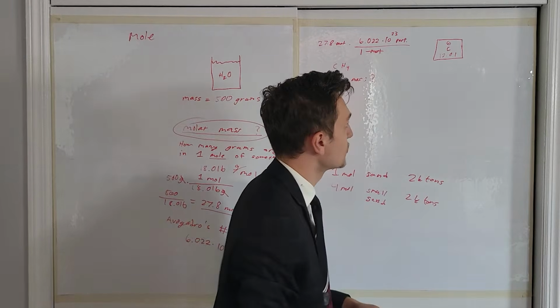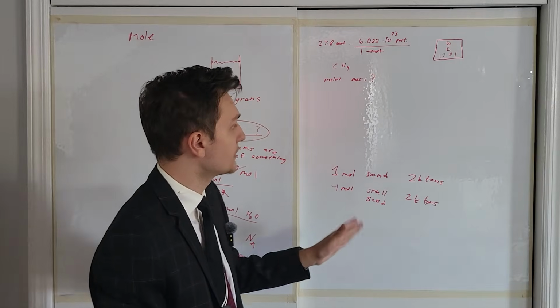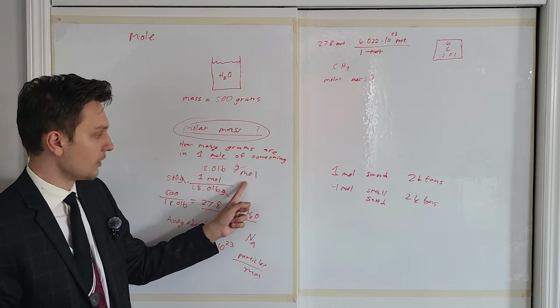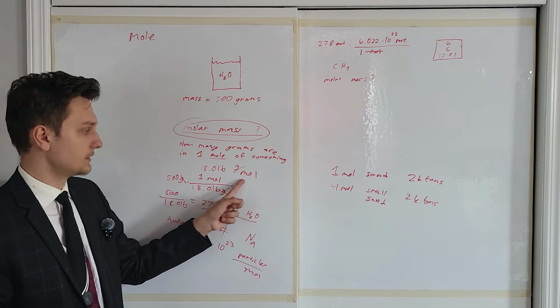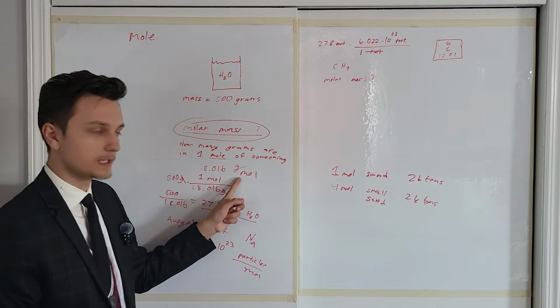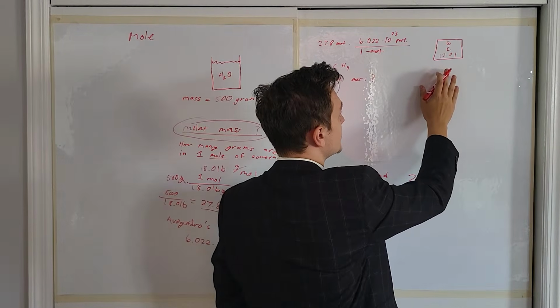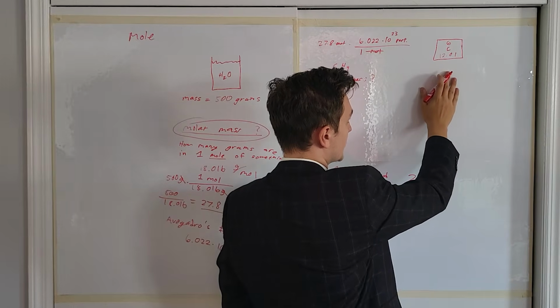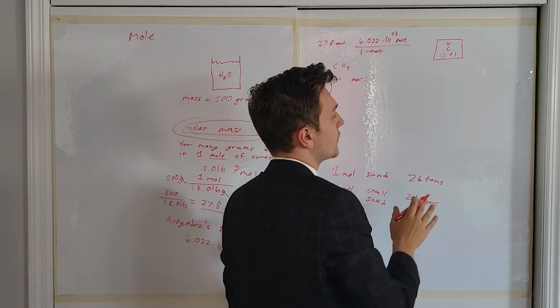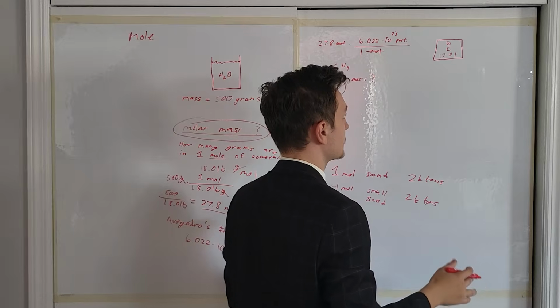So you want to look at the molar mass of your atom. In this case, the molar mass of carbon is 12.01 grams per mole. The unit is not given to you. You need to memorize that this is the unit. Molar mass is in grams per mole. So what this is telling me is that each mole of carbon atoms weighs 12.01 grams, okay?